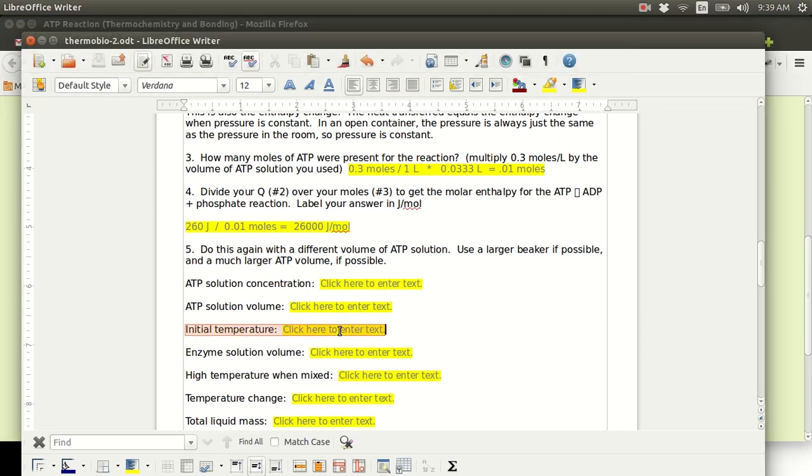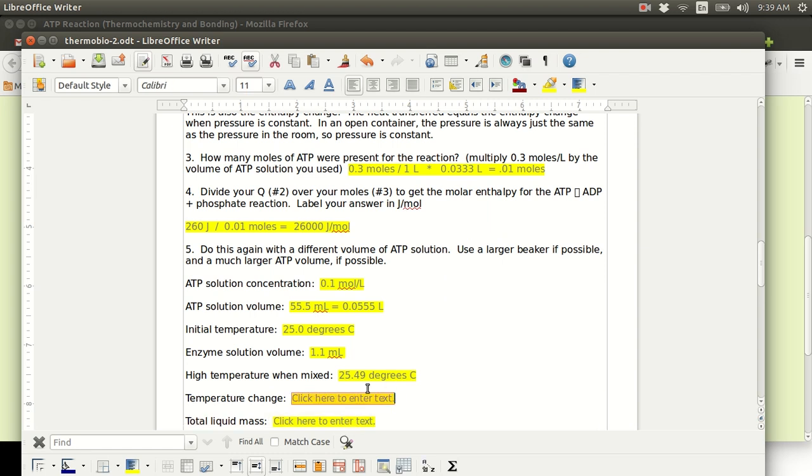The high temperature was 25.49. The solution concentration was 0.1 moles per liter. Solution volume that I used, 55.5 milliliters, which is the same as 0.0555 liters. Initial temperature, 25 degrees Celsius. Enzyme solution volume, just as always, I chose to use 1.1 milliliters. You can choose whatever you prefer.